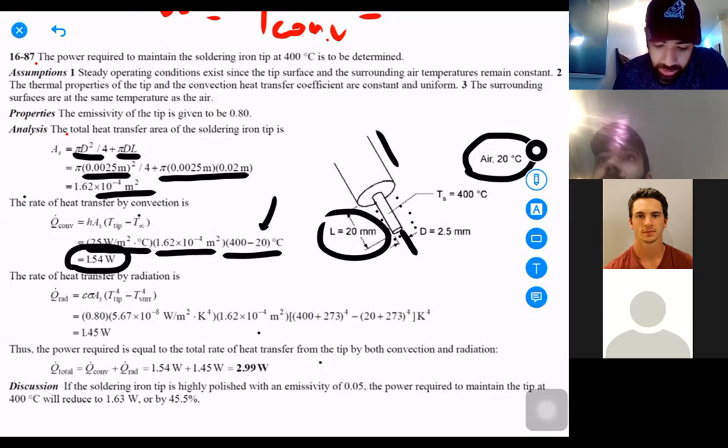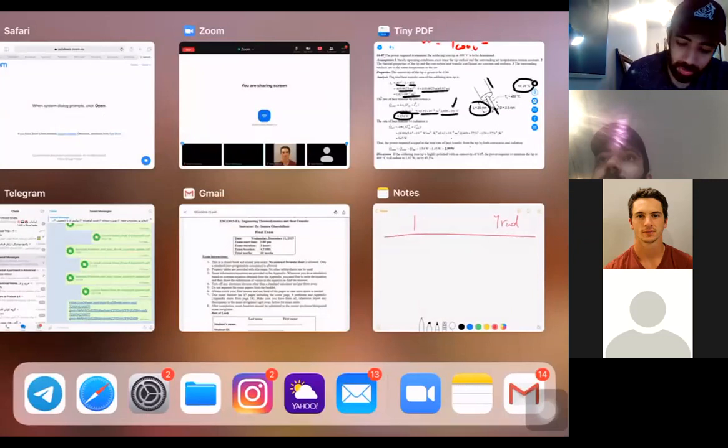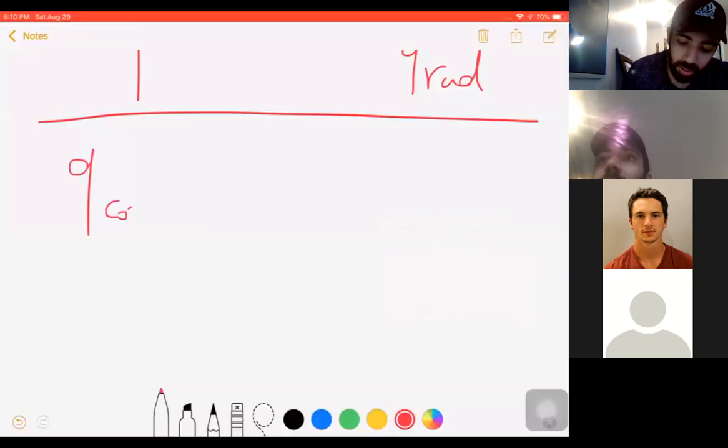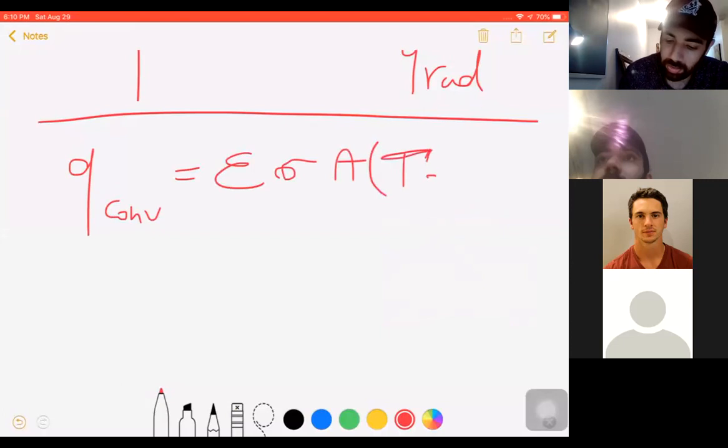This was for convection. For radiation, what I have to first find is the emissivity constant. If you remember, for the convection, I had this formula: epsilon times sigma times A times surface temperature to the power of 4 minus the surrounding temperature to the power of 4.